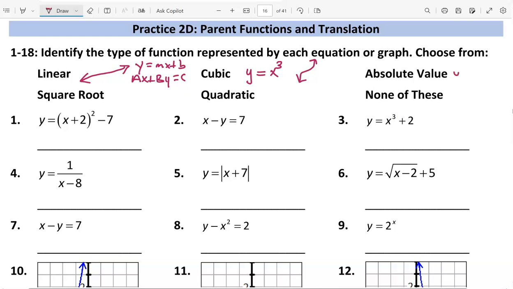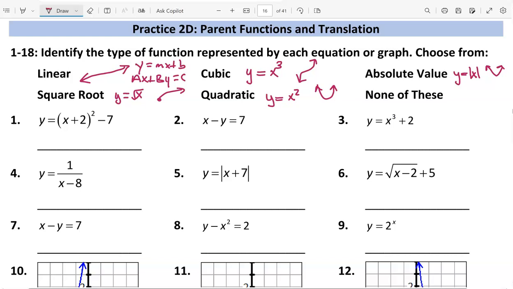An absolute value in equation form looks like this, and its graph looks like a V-shape. The square root function in equation form looks like this, and its graph looks like a sideways half of a parabola. And a quadratic function looks like this in parent function form, and its graph looks like a full parabola. And none of these just means it doesn't fit into any of those categories.